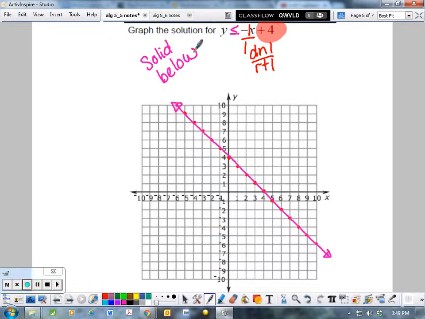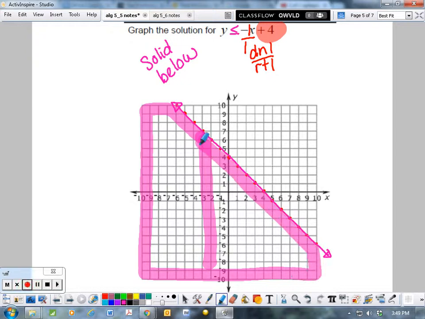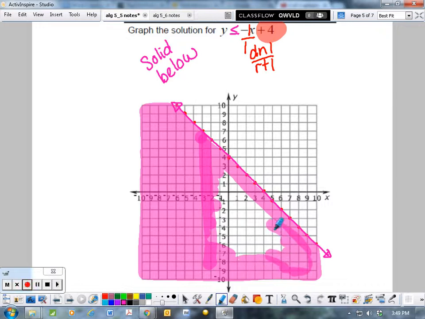So I'm going to grab my handy dandy highlighter. I'm going to start at my line, and I'm going to go straight down, so that way I know the side I need to shade. So everything on this side of the line is my less than. Now every point in my shaded area should be a solution to the inequality. So if I pick a point and plug in the x, y coordinates of it, it should make the inequality true.